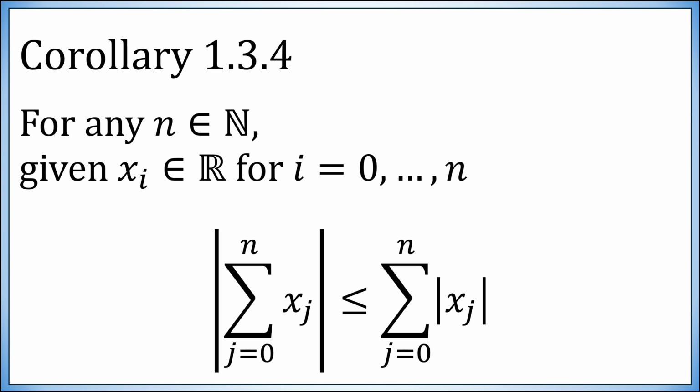Another corollary: for any natural number n, if you have a collection of numbers x0, x1, up to xn, if you add them all up and then take an absolute value, this is less than or equal to adding up all of the individual absolute values.